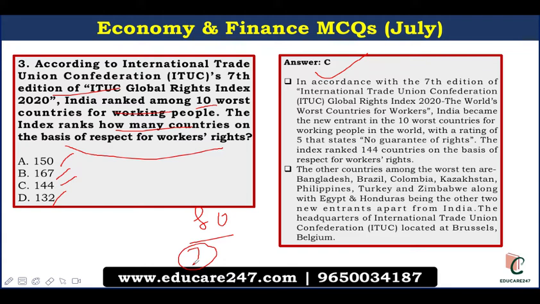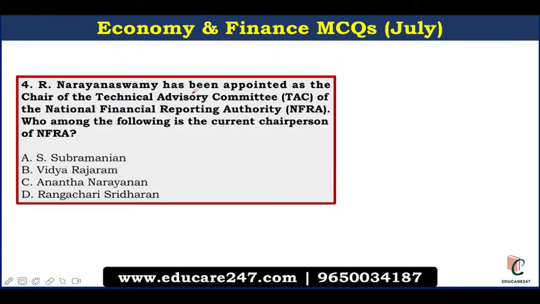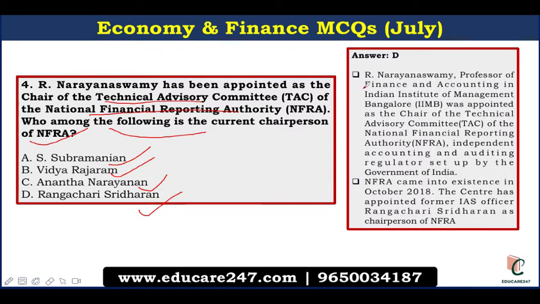Moving on to the next question. R. Narayanaswamy has been appointed as the chair of the Technical Advisory Committee of the National Financial Reporting Authority. Who among the following is the current chairperson of the National Financial Reporting Authority? And the options are A. S. Subramanian, B. Vidya Rajaram, C. Anant Narayan, or D. Rangachari Sridharan. So the correct answer here is D, that is Rangachari Sridharan.